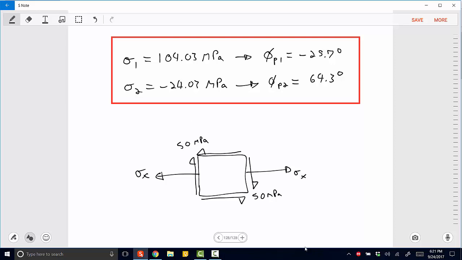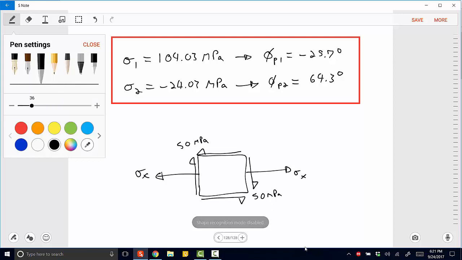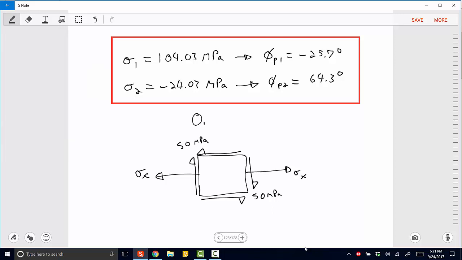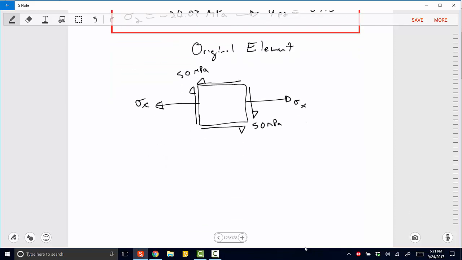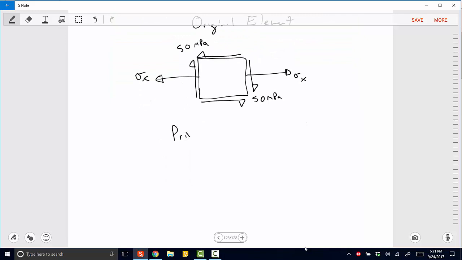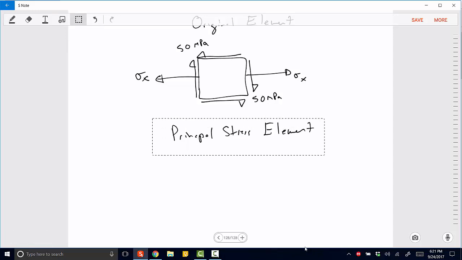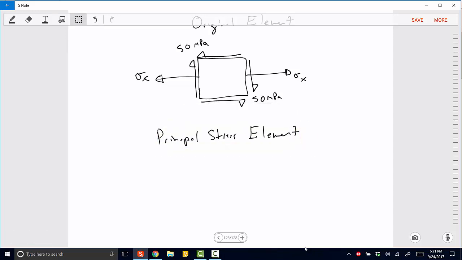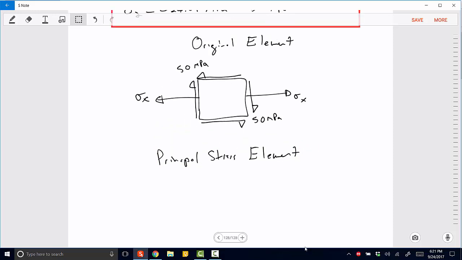Let's see, I've got to turn off the objects. Okay. Original element. We need to draw a new element, which is our principal stress element. And this element is, in essence, the idea of rotating the original element. So if we were to rotate the coordinate system of this original element in order to have an element where only our principal stresses are acting, right?